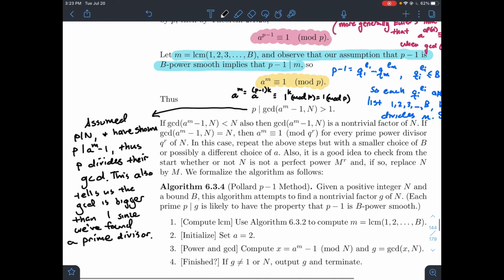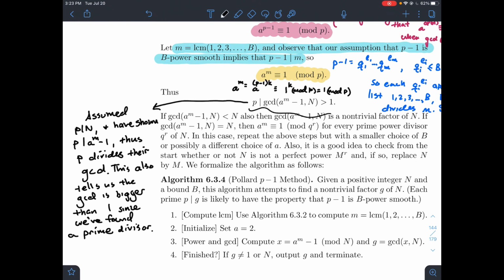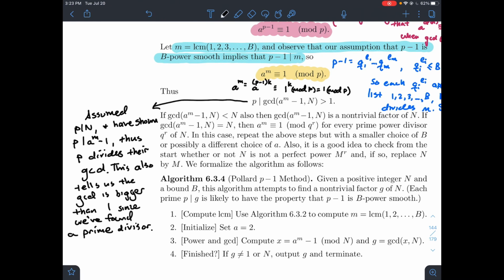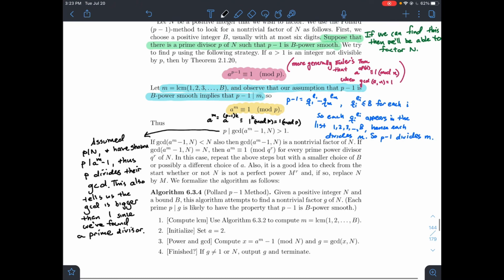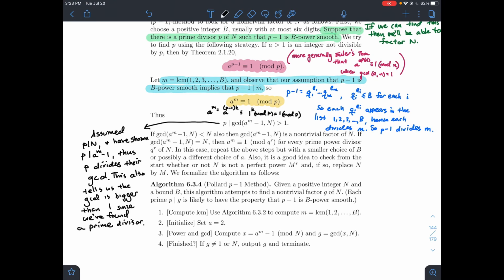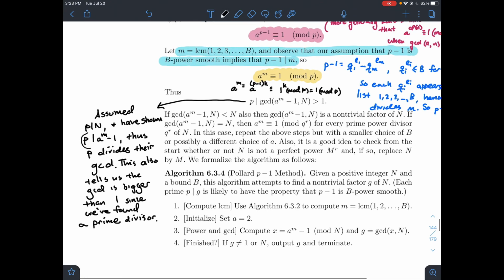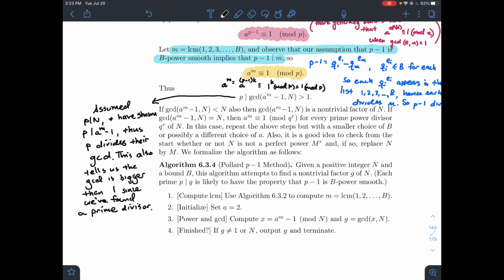Now, just to say a few more words about this, why is this true? What we've done so far, if I zoom out a little bit, in the green up there, I have assumed that p divides capital N, and what we've just finished showing is that p also divides a to the m minus 1. Therefore, this prime p has to divide the GCD of a to the m minus 1 and n. And since we've got a prime divisor of the GCD, the GCD can't be 1, since the GCD has to be divisible by a prime, and 1 certainly is not.